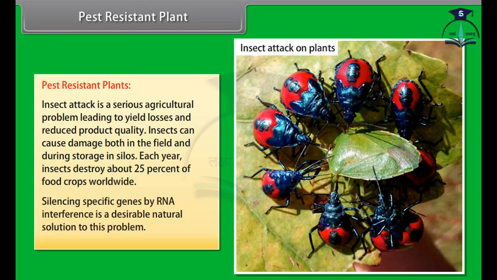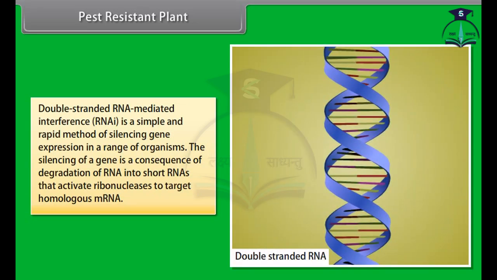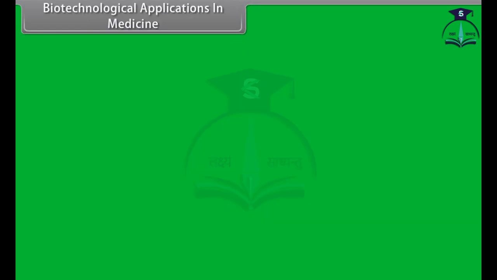Silencing specific genes by RNA interference is a desirable natural solution to this problem. Double-stranded RNA-mediated interference, RNAi, is a simple and rapid method of silencing gene expression in a range of organisms. The silencing of a gene is a consequence of degradation of RNA into short RNAs that activate ribonucleases to target homologous mRNA. Biotechnological applications in medicine.